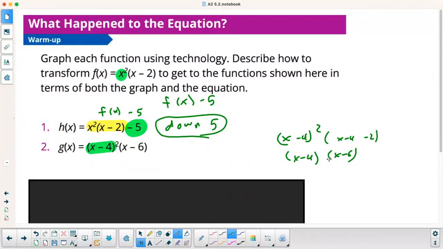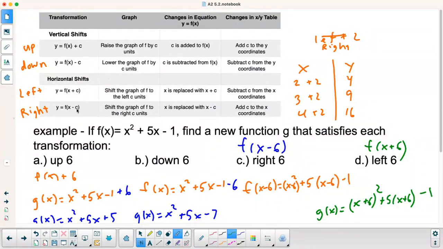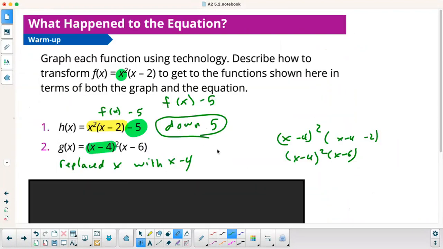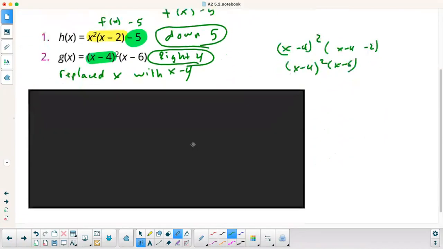Okay, so it looks like we replaced x with x minus 4. So if I go back to my table here, x minus c, that's going to shift it right 4 units. Okay, so x is replaced with x minus c. So this is going to go right 4. Okay, and let's take a look at the graph and see if we were right.